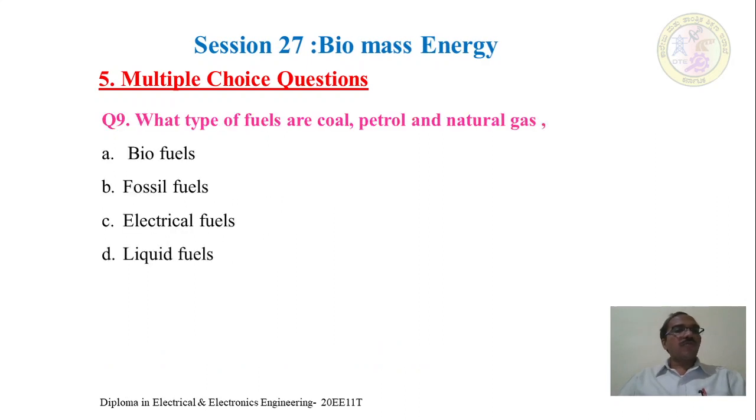Okay, what type of fuels are coal, petrol and natural gas? What do we call these fuels? Fuels that get exhausted. Do we call them biofuels? No. What comes under biofuels? Biogas, biomethane. Okay, these come under fossil fuels. Yes, these are called fossil fuels.